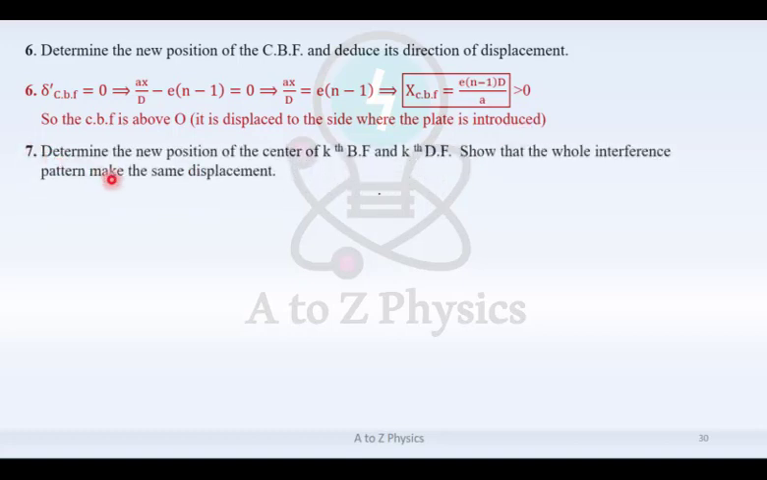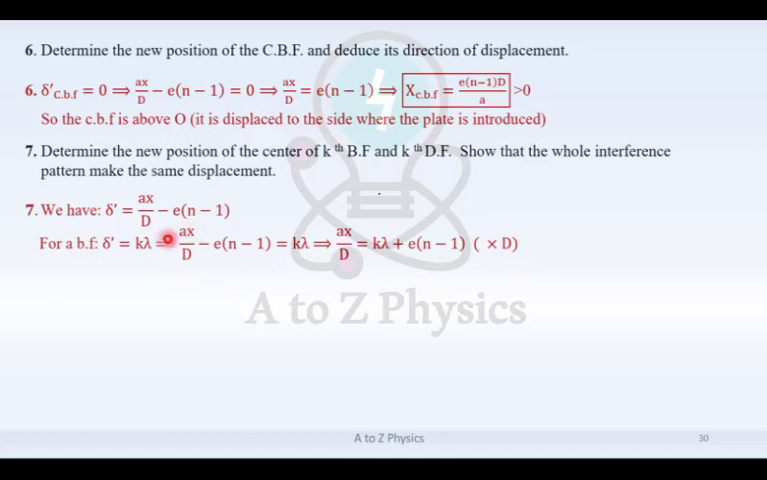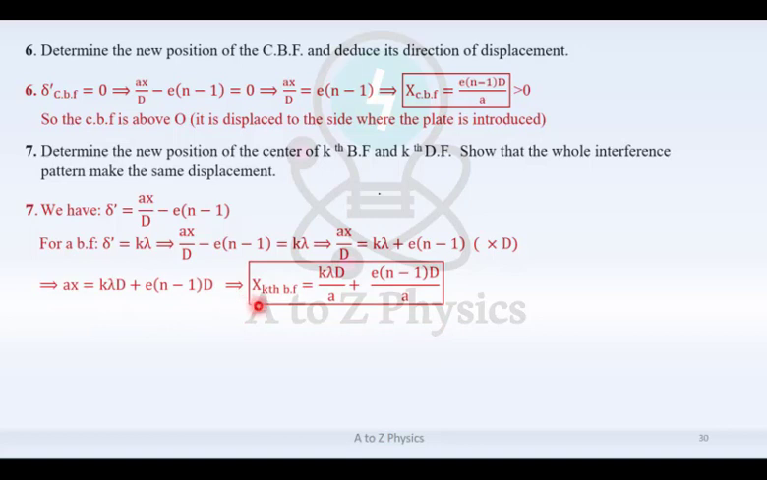Part 7. Determine the new position of the center of the kth bright fringe and kth dark fringe and show that the whole interference pattern makes the same displacement. We have the optical path difference delta prime equal to ax over d minus e into (n minus 1). As we know, for the bright fringe, delta prime equals k lambda, so ax over d minus e(n minus 1) equals k lambda, and finally we get x of the kth bright fringe equal to k lambda d over a plus e(n minus 1) d over a.